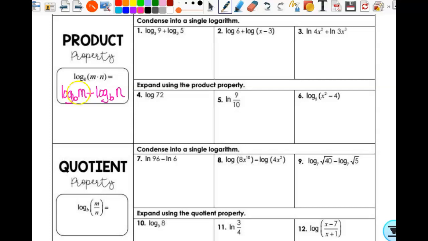So if we're adding two logs with the same base, we can take the two arguments and multiply them together. We're going to go through some examples of expanding and condensing these logs. Remember, they have to have the same base. So when I look at number 1, they both have log base 3, so they have the same base. I can condense that into log base 3 of 9 times 5, which means I get log base 3 of 45. Okay, so we have condensed them like so.